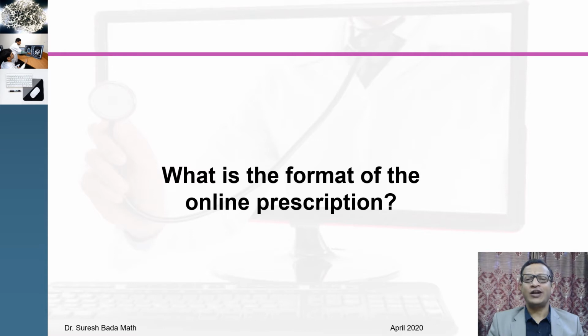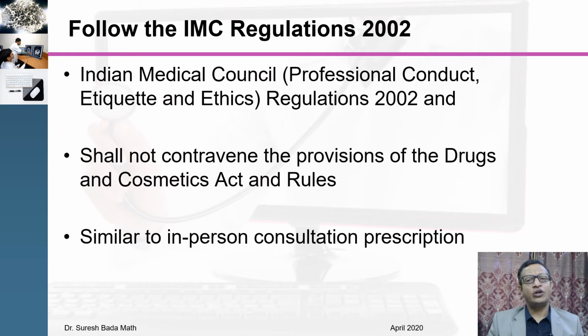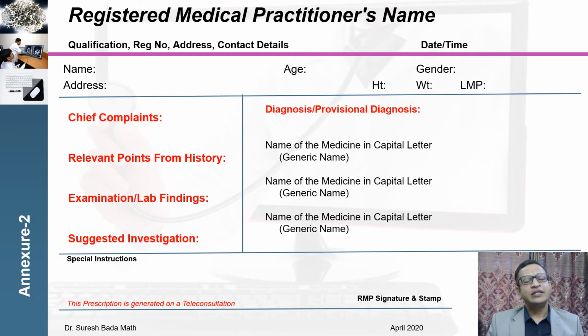What is the format of an online prescription and what are the rules and regulations to be followed? The doctor needs to follow the Indian Medical Council Regulations 2002 and also the Drugs and Cosmetics Act of 1940 and the Rules of 1945. The rules and regulations applicable in person are also applicable to a telemedicine prescription, and he has to follow the telemedicine guidelines. The drugs prescribed need to be as per the list given there. So the prescription format has to be similar to this. This is given as Annexure 2 of the telemedicine guidelines.